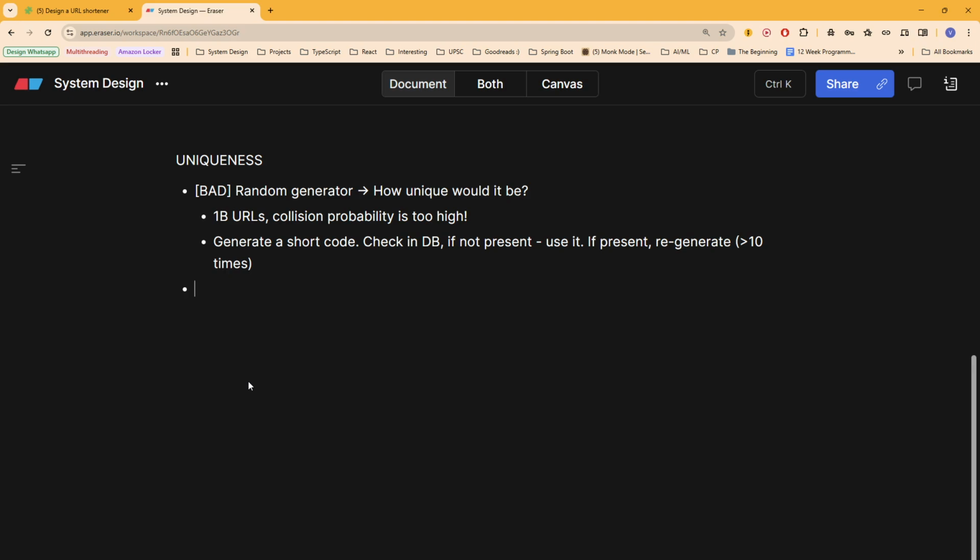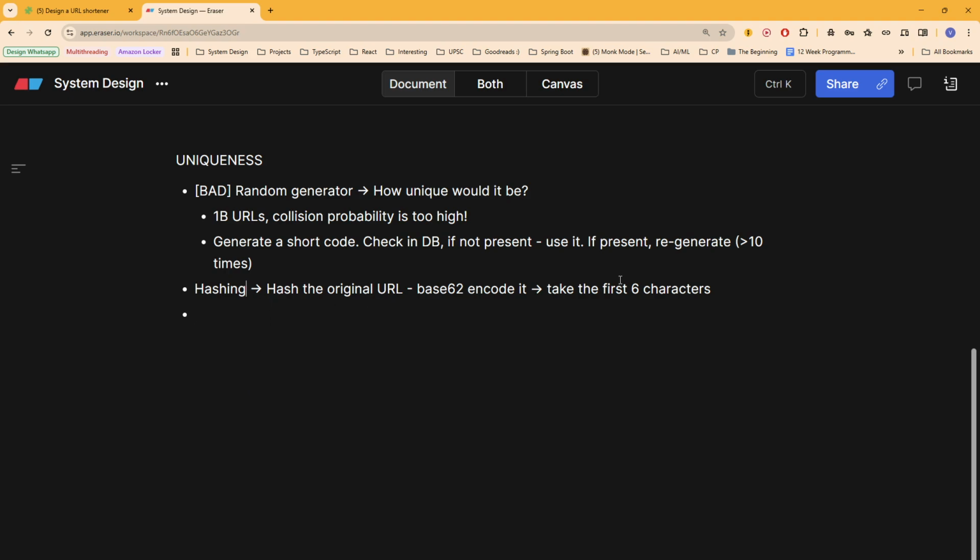What is a better approach? A better approach could be to use hashing. We can hash the original URL, base 62 encode it, and then take the first 6 characters. So this is another approach.